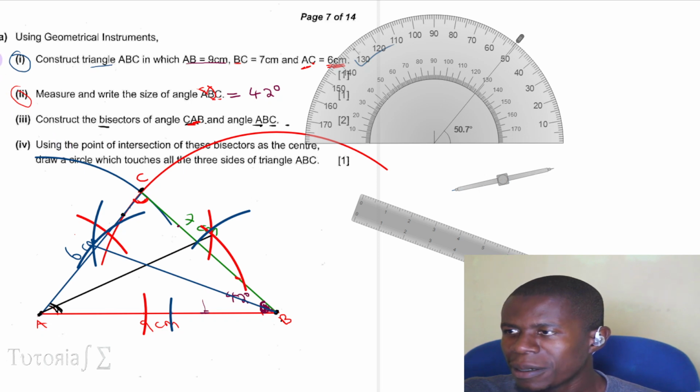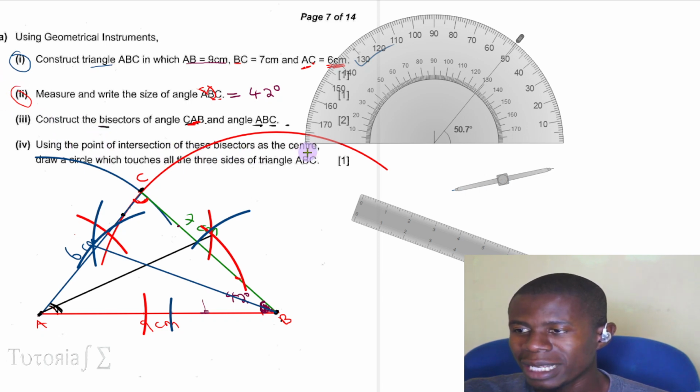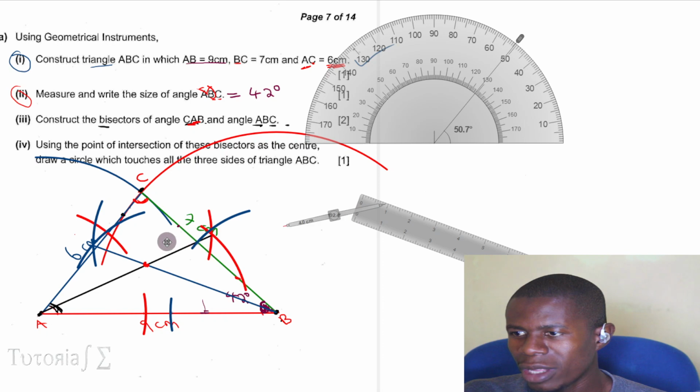Okay. So using the point of intersection of these bisectors, the point of intersection of these bisectors is right here. Okay, so this is the point of intersection of these bisectors as the center. So this is where it will be the center. Draw a circle which will touch all three sides of the triangle. So you just come and put your compass here on the side here. So now this has to be your center. Now, how are you going to open the pointy part this side? How are you going to draw a circle that touches the three sides?